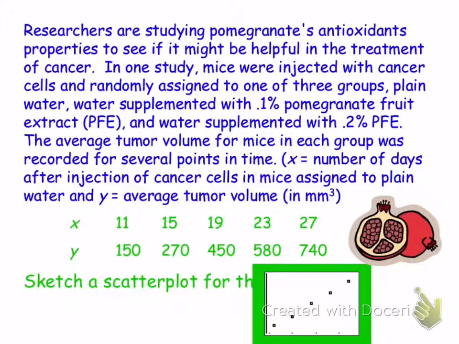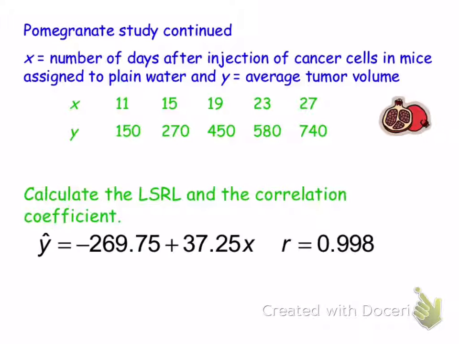So my X is the number of days, like I'm counting 1 day, 2 days, 3 days, 4 days, how many days after the injection, and then I'm also counting the tumor volume. So as you can see with a positive correlation, the more days that pass, the more the tumor is growing. And this right here is just for plain water. So this has no pomegranate at all. So they're just injecting plain water into the mice.